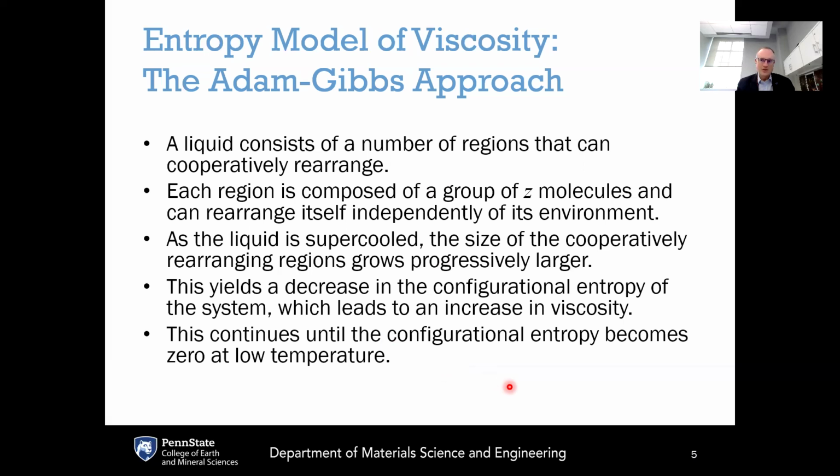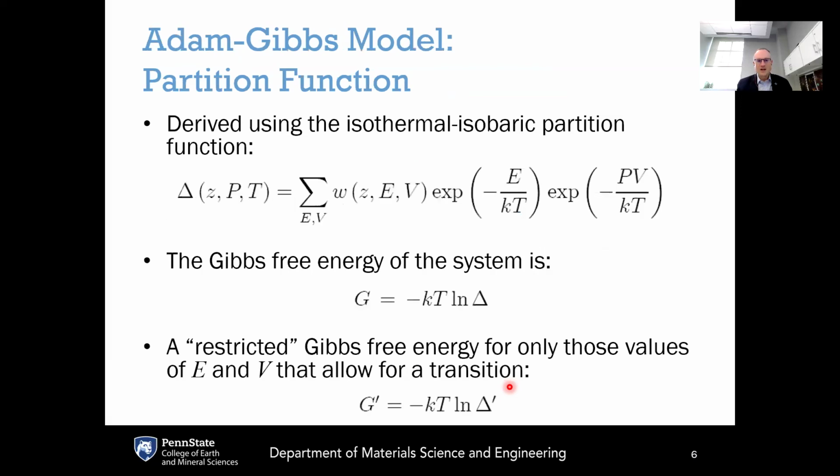So that's the picture. The picture is that a liquid exists of cooperatively rearranging regions. They need to flow together in order to have viscous flow. As the liquid is cooled, the size of these cooperatively rearranging regions becomes larger. That yields a decrease in the configurational entropy of the liquid, which in turn gives a higher viscosity.